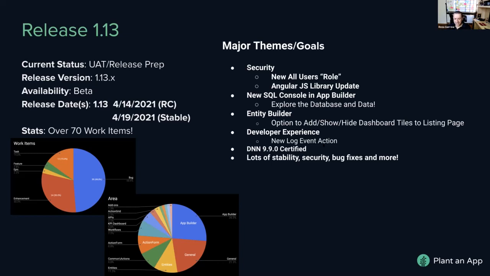There's this new log event action that will help a lot in workflows and other areas, whether it be for audit purposes or your own troubleshooting and debugging. In this release, everything has been built and primarily tested against DNN 9.9.0, so calling that certified as of this release. And in 1.14, we've already started against 9.9.1, which was just released yesterday. And so a lot of additional stability, security, bug fixes, little enhancements and things that Dale will be touching on some of the fewer ones.